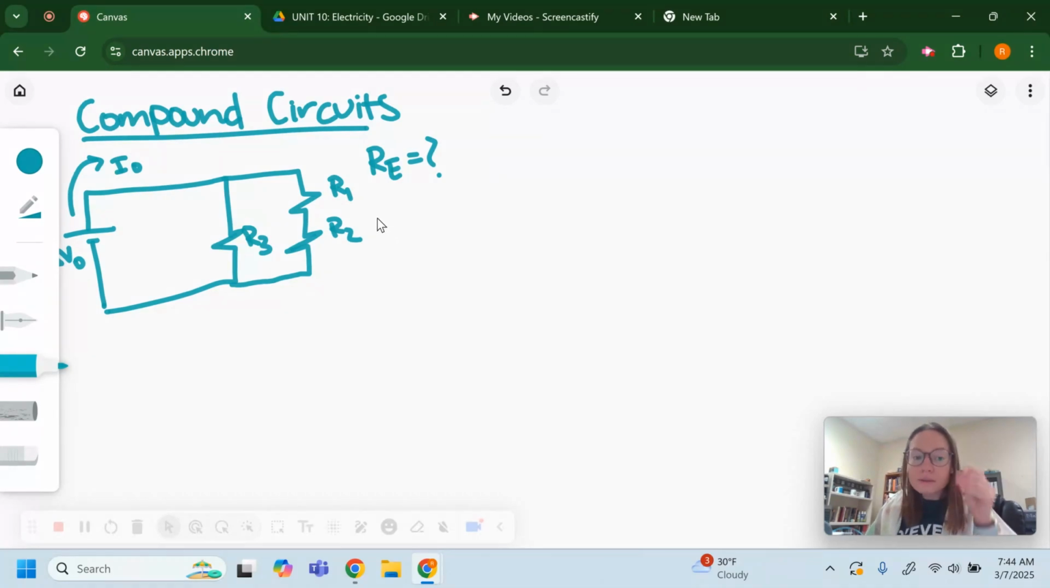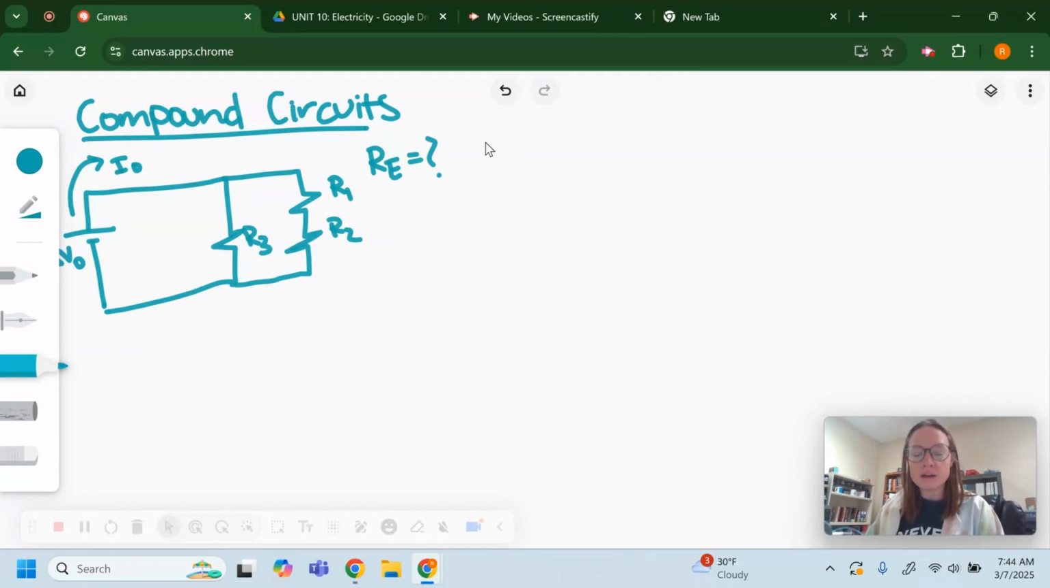Really, equivalent resistance, and I said this in the last video, you can think of as if I were to replace R1 and R2 with one resistor that had the same resistance as R1 and R2 do together, combined. That would be the equivalent resistance of R1 and R2. If I want to find the total equivalent resistance of the circuit, then I'm looking for a resistor that I could use to replace R1, R2, and R3 that would have the same resistance as all of them combined in the setup.